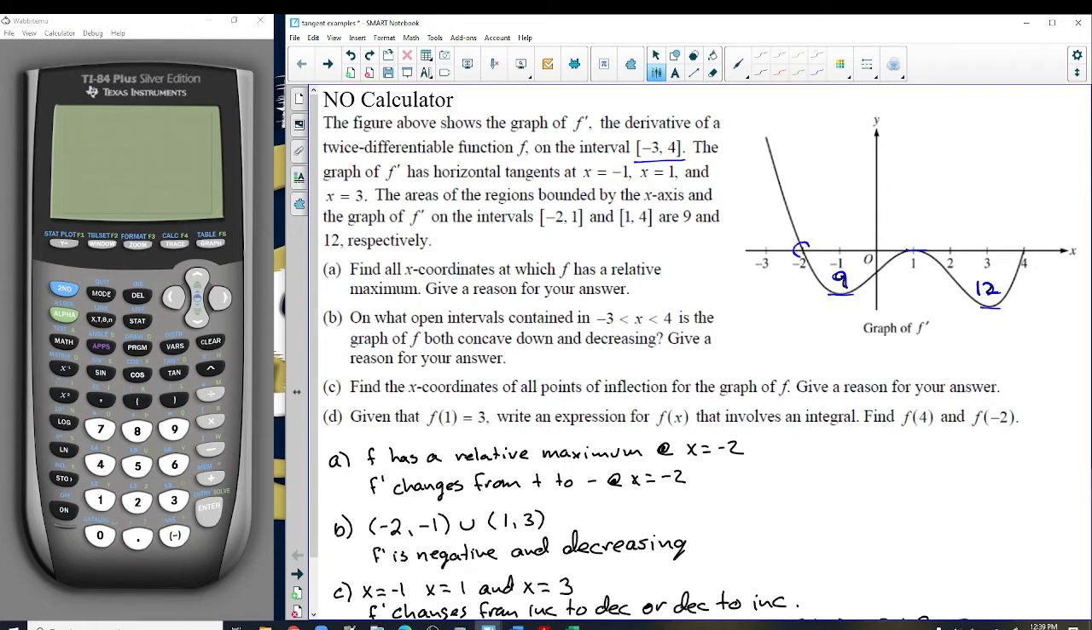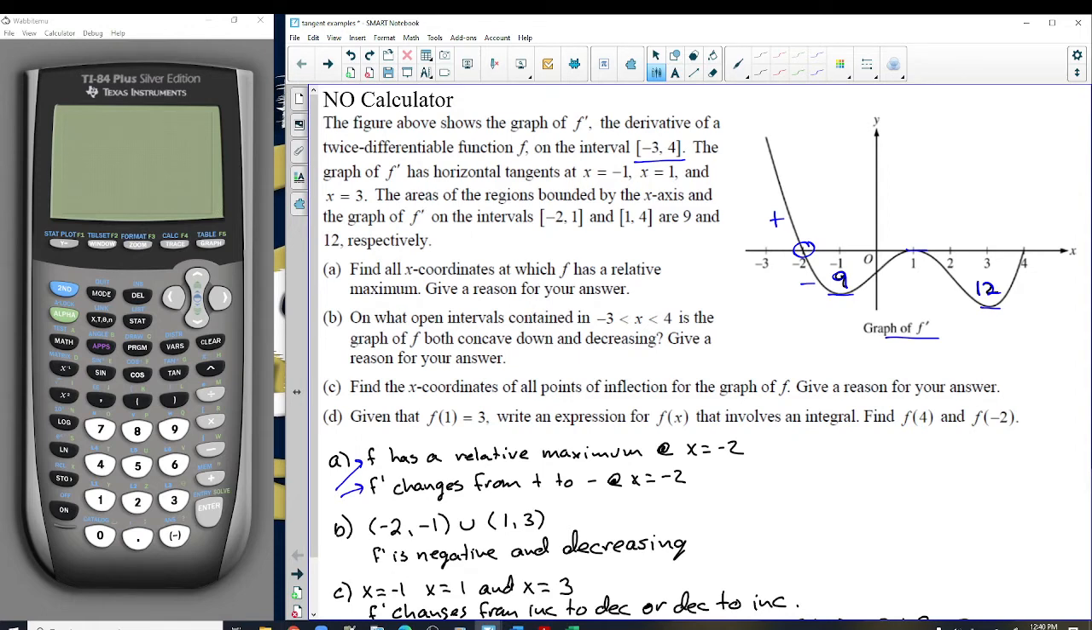There's a relative maximum at -2 because the derivative, f prime, is changing from positive to negative, and that's what we have right here. f has a relative max at x equals -2. How do we know that? f prime changes from positive to negative at x equals -2.